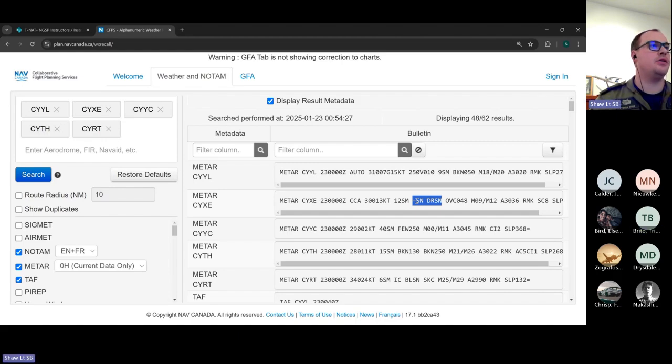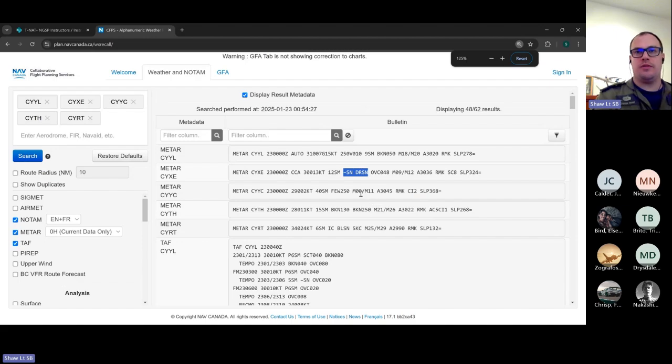The minus means light snow. Light, you got it. Awesome job, everybody. So we've got light snow and drifting snow in Saskatoon. If there was no minus, if it just said SN, that would be moderate snow. And if it was plus SN, that would be heavy snow. Something to keep in mind.